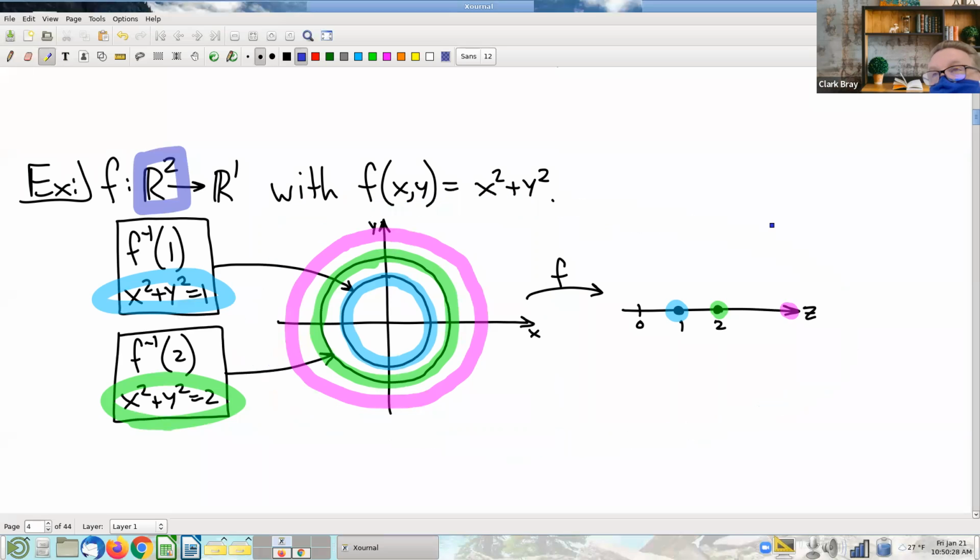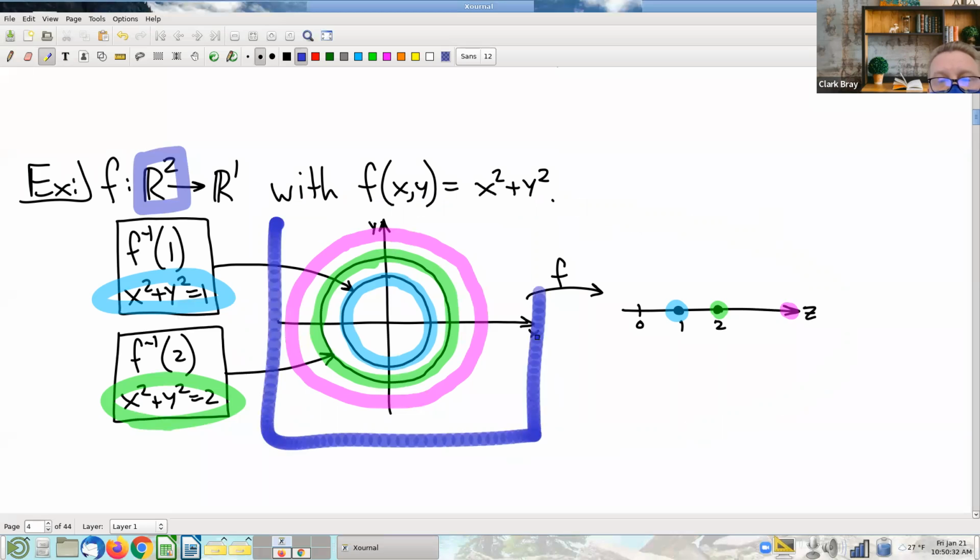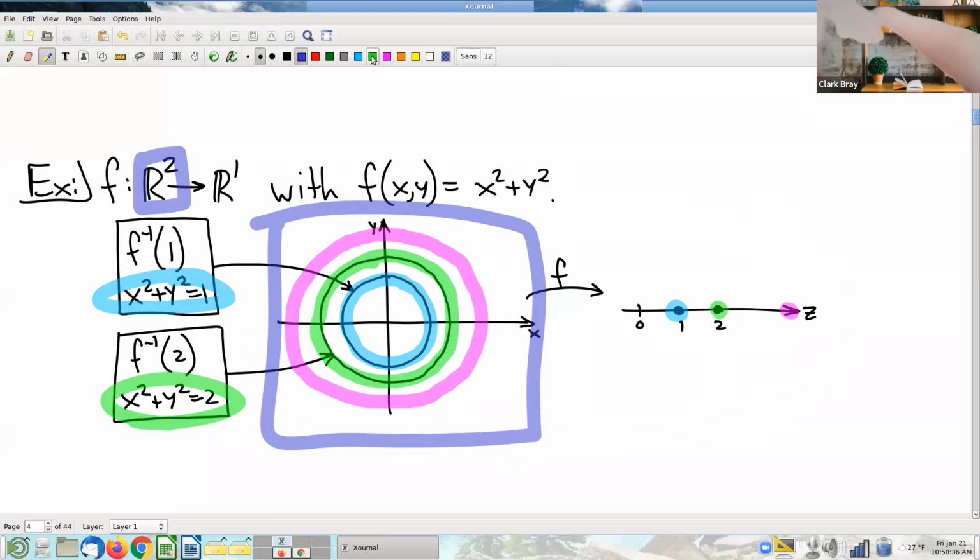So you said the level sets live inside of the domain. Yep. Right, because here's the domain, that's the domain part of the function. And you can see these level sets, for example this one, it's part of R2 there. Okay.